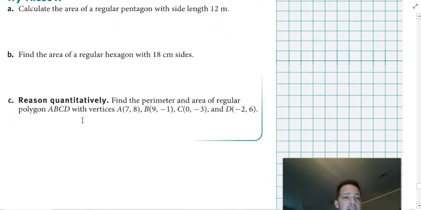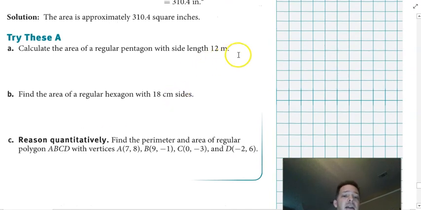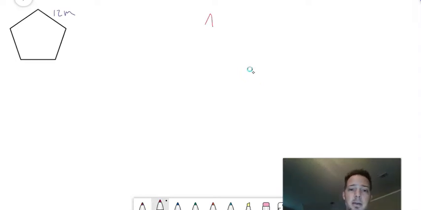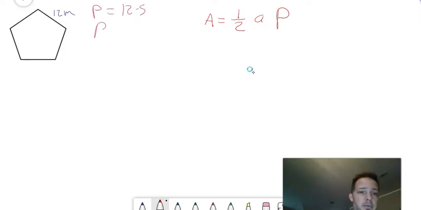Let's practice this. Calculate the area of a regular pentagon with a side length of 12. I'm going to take this to a different page where we have a little bit more room. I'm going to start by writing down the formula for area of a regular polygon, and then I'll plug in my pieces. Area equals 1/2 apothem times perimeter. If this is a regular pentagon with 5 sides and one of the sides is 12, you could do 12 times 5. So perimeter equals 12 times 5, so perimeter equals 60 meters.